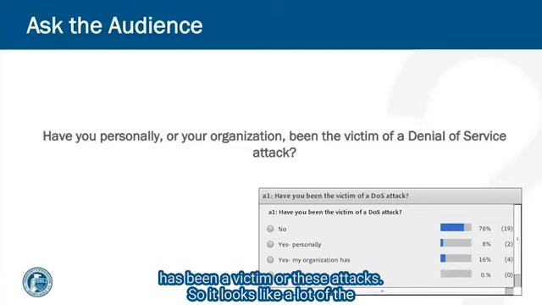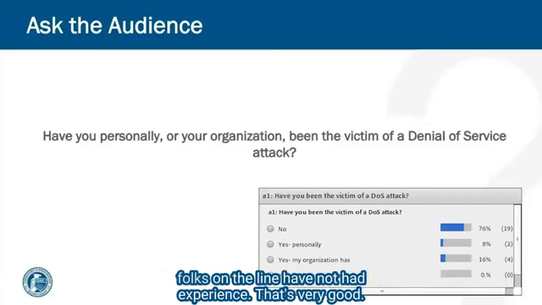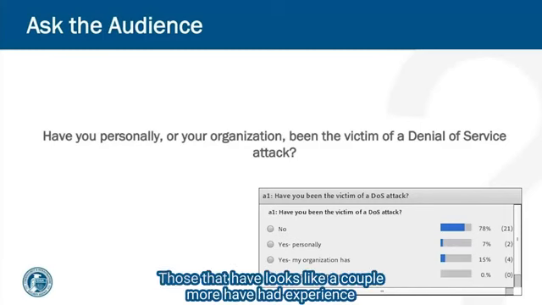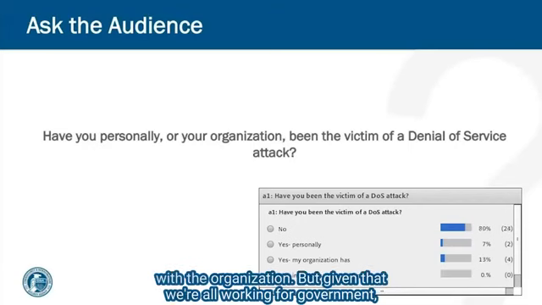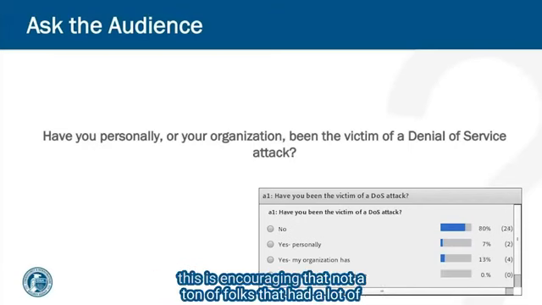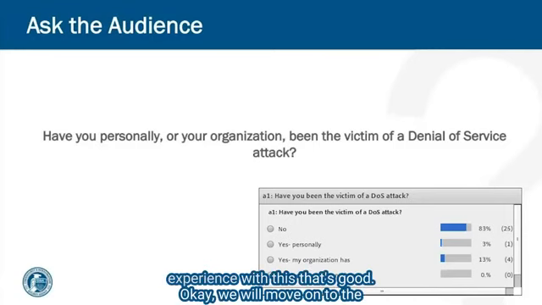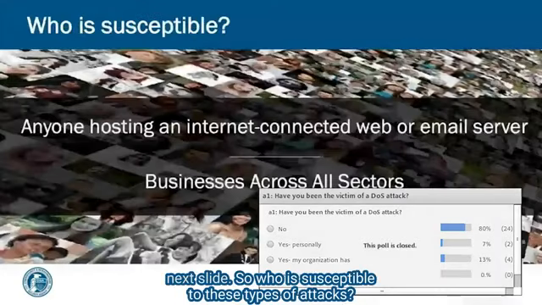So it's good. It looks like a lot of the folks on the line have not had experience. That's very good. Those that have, looks like a couple more have had experience with the organization, but given that we're all working for government, this is encouraging that not a ton of folks have had a lot of experience with this. So that's good. Okay, we will move on to the next slide.